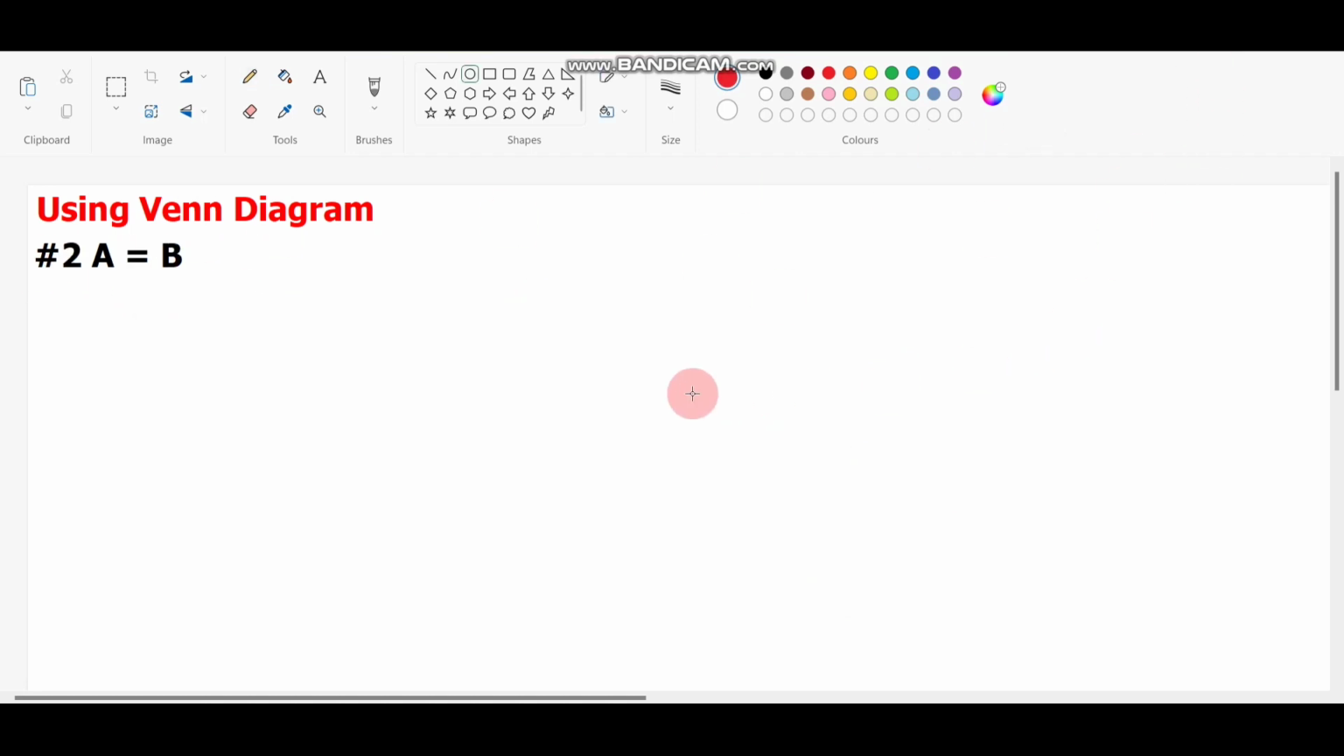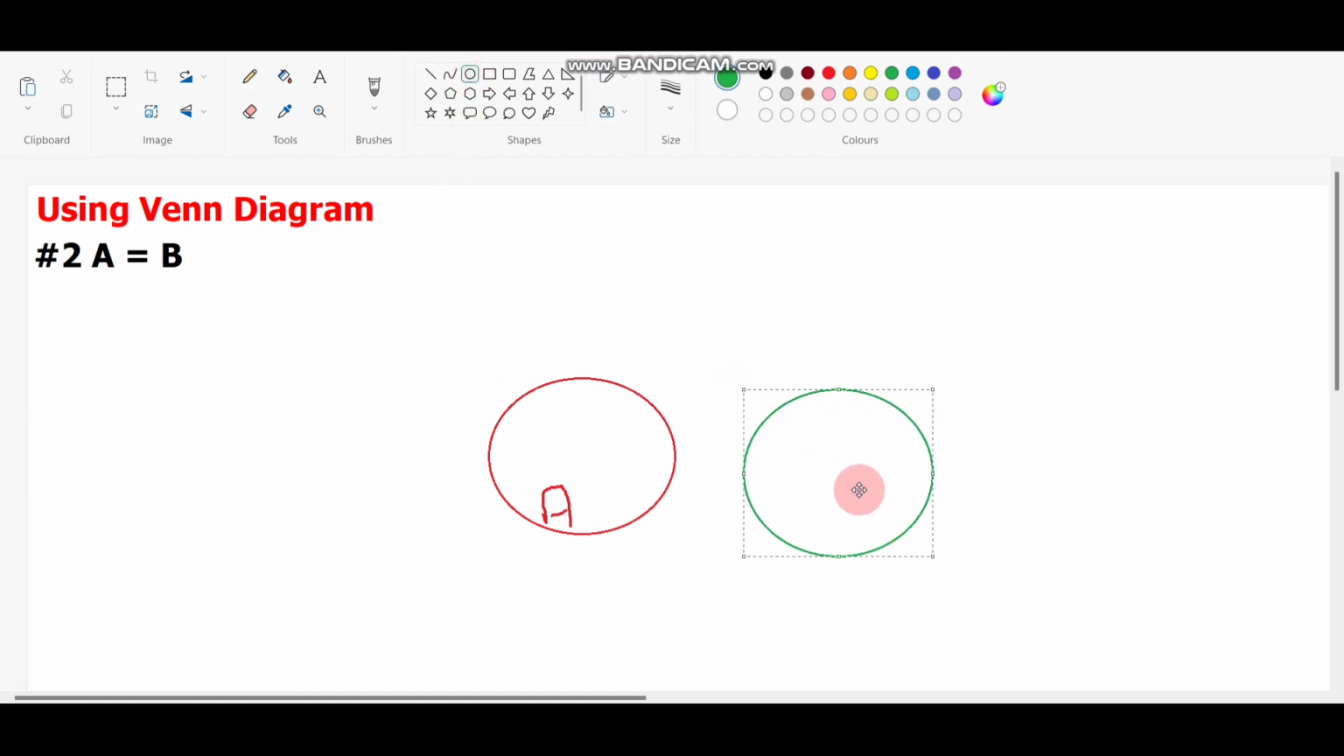So next formula is A equal to B. So how to draw A equal to B? So first I'll draw one circle. Suppose this circle is indicating that this is A. Okay, and now I'll draw another circle here. So if I draw another circle, it will overlap. Suppose the first red circle is indicating A, and the green circle is indicating B. So how to draw A equal to B?